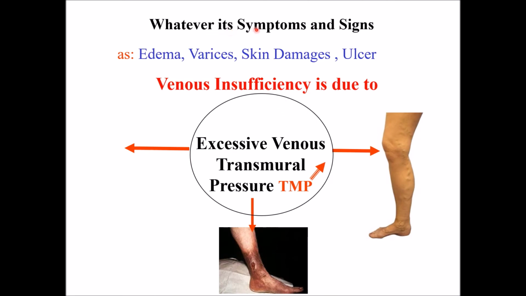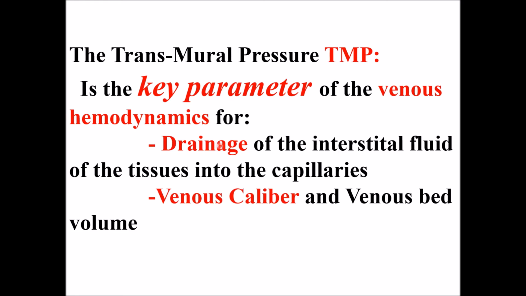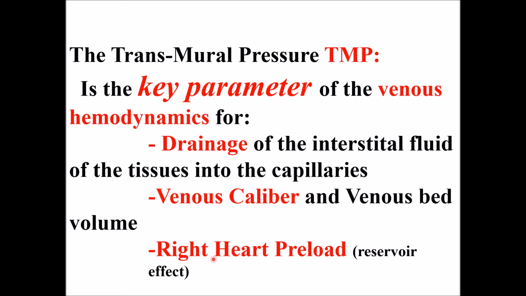Whatever its symptoms and signs, such as edema, varices, skin damage, or ulcer, venous insufficiency is due to excessive transmural pressure. Transmural pressure is the key parameter of venous hemodynamics for drainage of the interstitial fluid of the tissues into the capillaries, venous caliber and venous bed volume, as well as right heart preload, which is the true reservoir effect of the venous system.